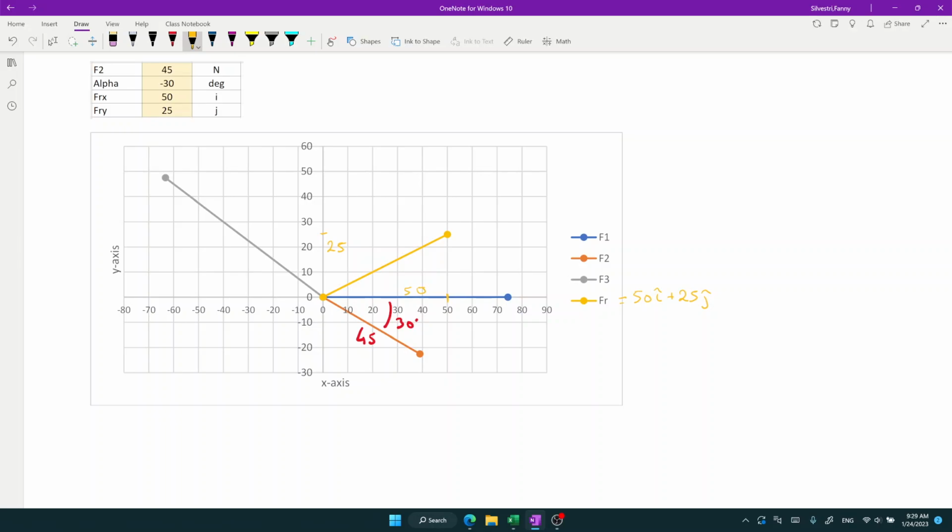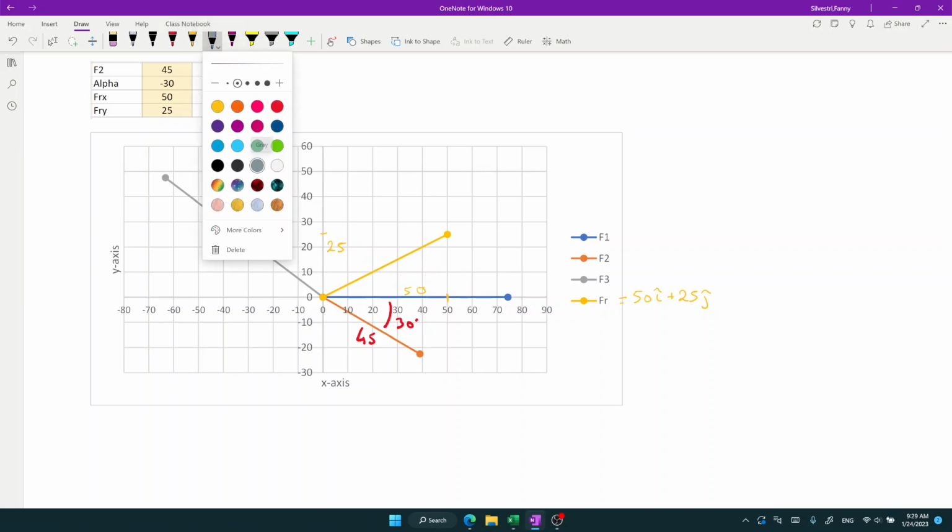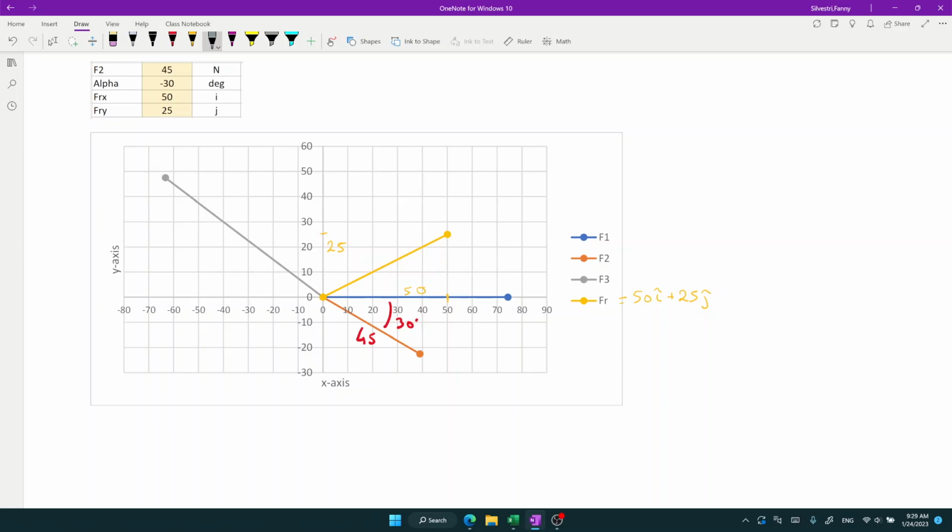And F1, we are looking for F1. And F3, what we know with F3 is that the gray one is a 3, 4, 5 triangle. So I use all those data to solve, and I get my answers. And now I want to check my answers.